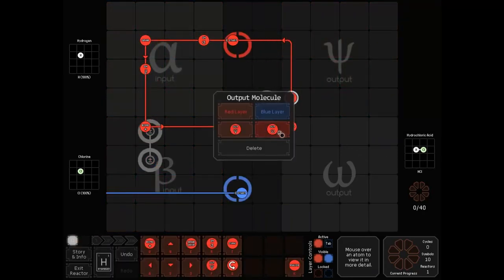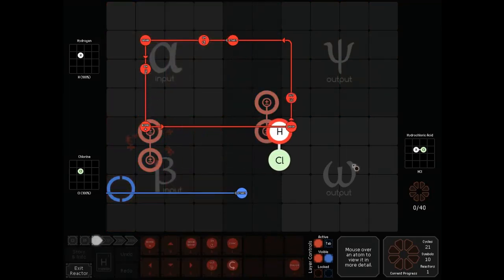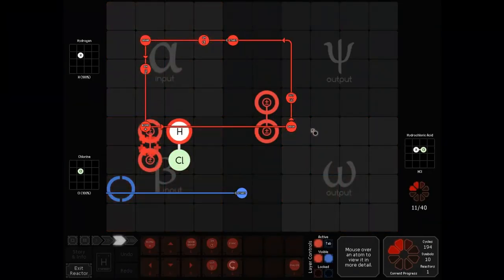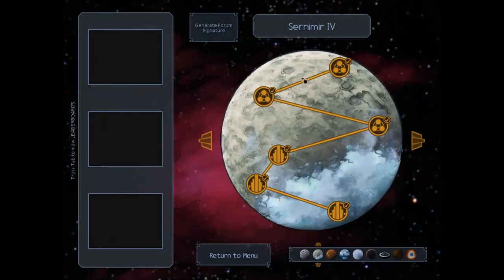You know, that's the kind of game this is. You make stupid mistakes a little bit. That was the wrong symbol. Seems to be going fine now. That's because out in the world we've got kind of a backlog in our pipes now. Well, there we go, that was 651 cycles.